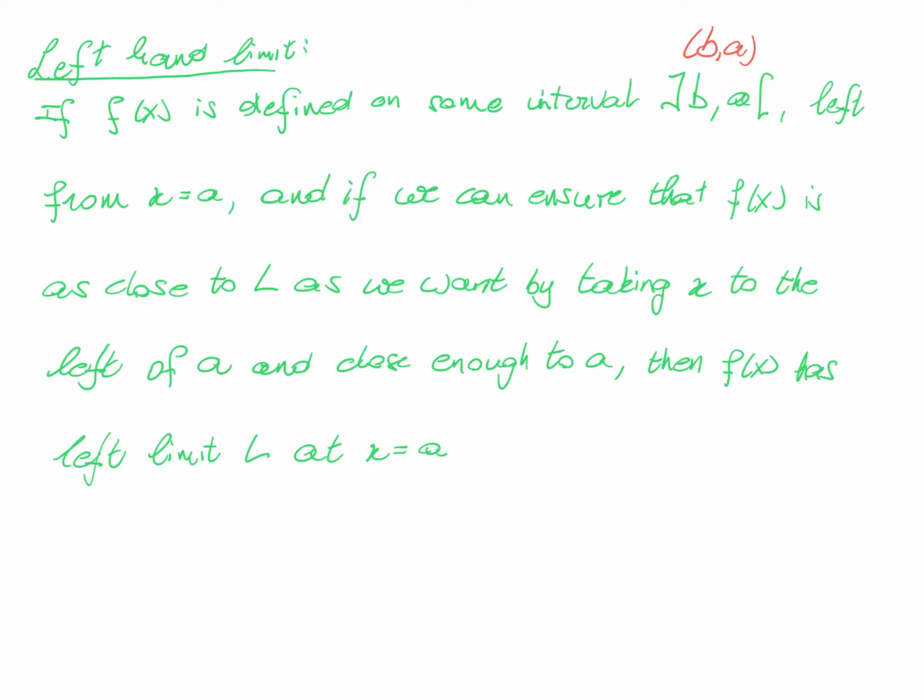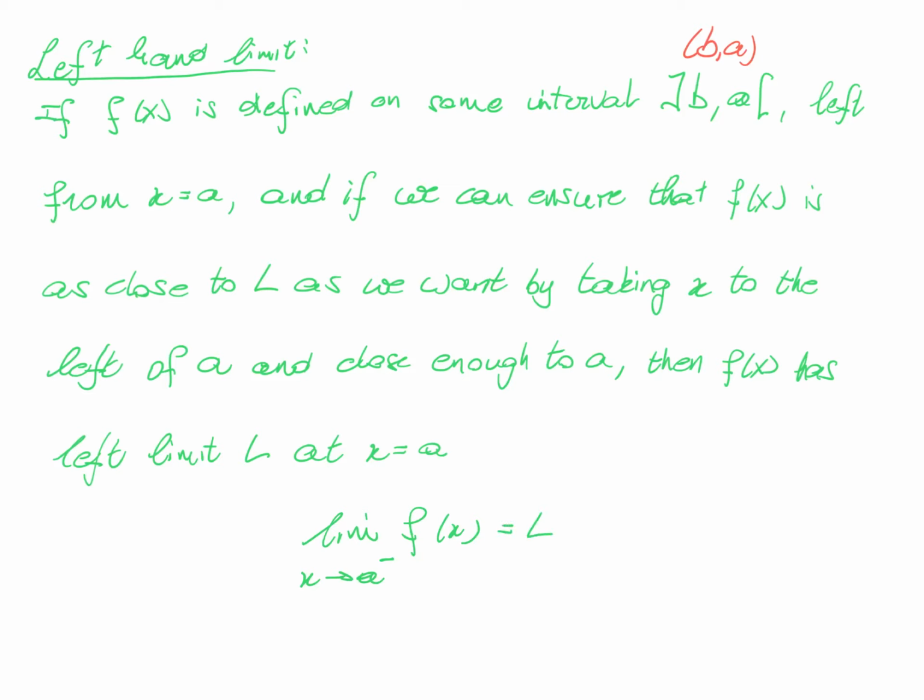This interval is to the left of a, and if we can ensure that f of x is as close to L as we want by taking x to the left of a and close enough to a, so we move x towards a but on the left side only, then f of x moves towards L, then we say that f of x has the left limit L at the point x equals a, and then we write this down as the limit of f of x for x going to a, but from the left side, so its value is smaller than a, so we write a minus. This limit is equal to L.